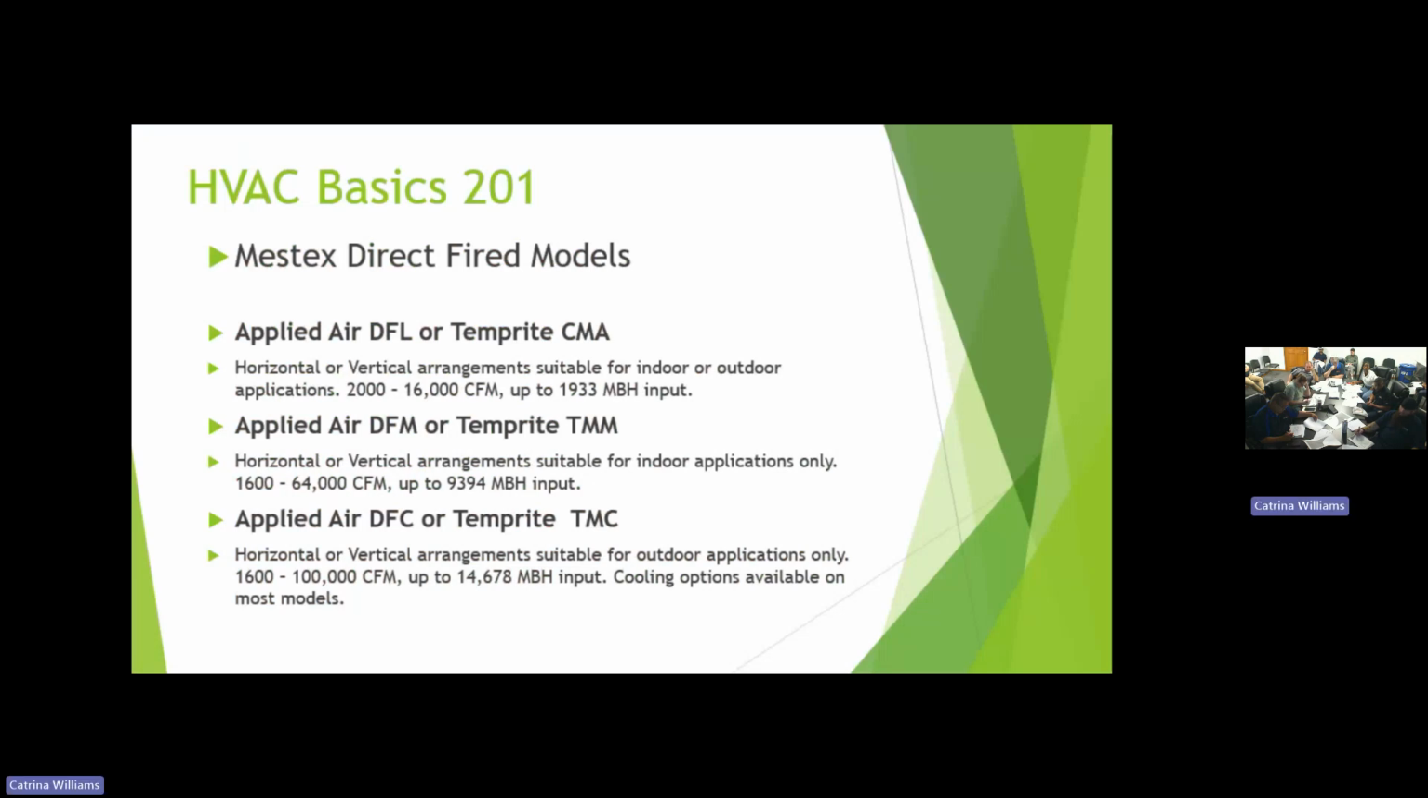So here's the real workhorse, at least it was when I left. Applied Air DFC or temporary TMC. Again, horizontal or vertical. This one's for outdoor applications only. 1,600 to 100,000 CFM. Almost 15 million MBH or BTU input. And we do have cooling options available for some of these.